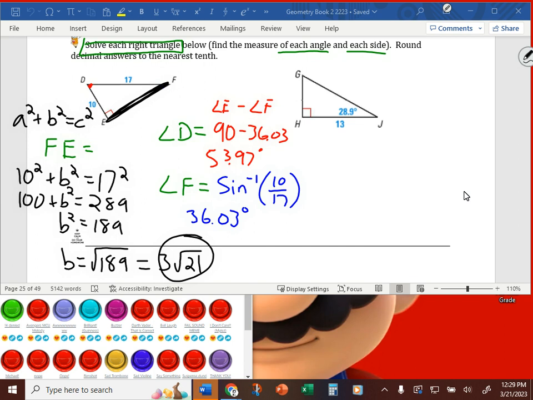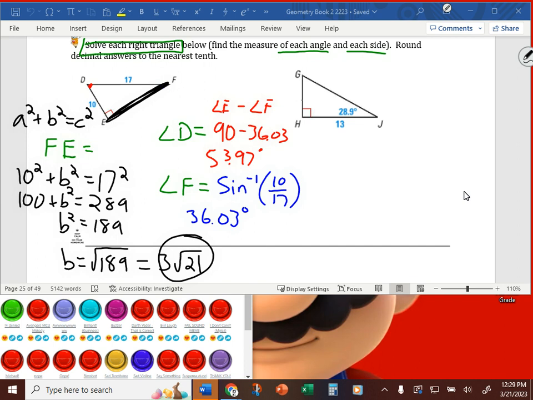Max, for the EF, could you just write a decimal as the answer? It depends on what I ask you for. I think on the test, on the Pythagorean theorem section, I asked you for simplest root form. But on this one, I think I let you put a decimal. How do you put that into a decimal? Root 189. You can just take the root of 189 in your calculator. Second function, root. 189. 289 minus 100 would be 189.